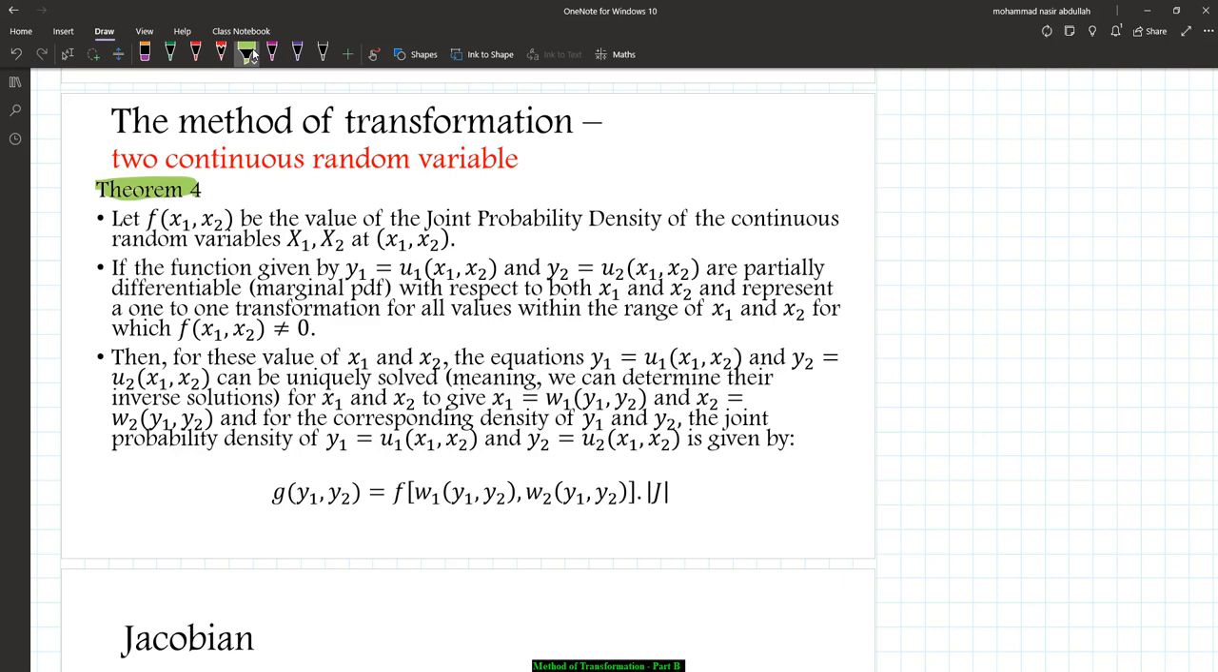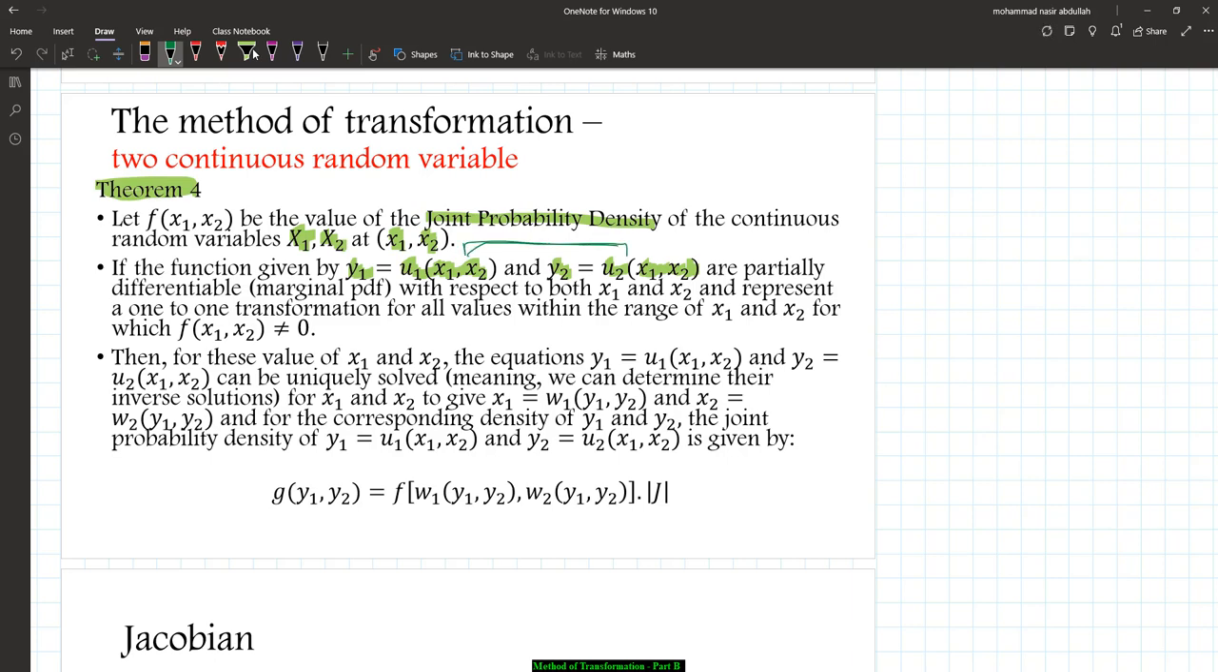Let f(x1, x2) be the joint probability density function. So we are talking about two continuous random variables, which is the joint probability distribution function, or bivariate distribution function, for continuous variables. So at random variables x1 and x2, if the function is given by y1 equal to u1 of x1 and x2, and another function y2 equal to u2, containing x1 and x2. So these are two new random variables, right?